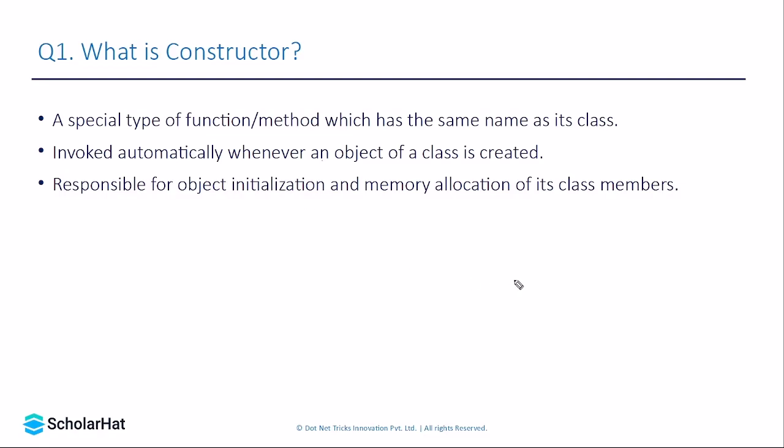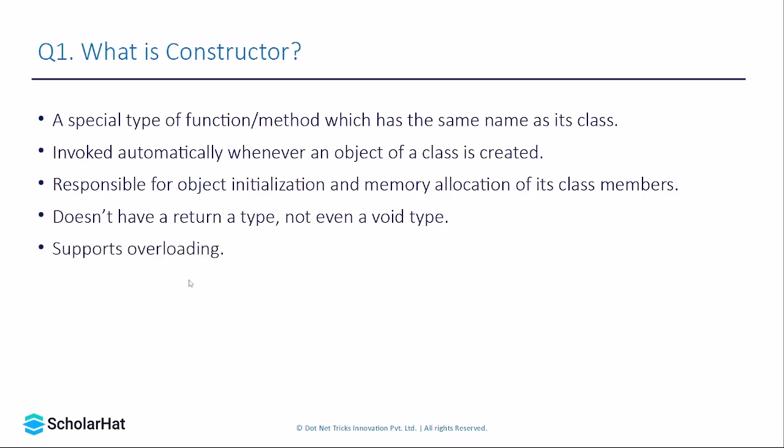So you have seen this in the concept when we were discussing an object. Whenever you create a class object, a constructor is invoked automatically, and the responsibility of the constructor is to initialize the object and provide the memory allocation to its class members. A constructor does not have a return type, not even void, and it supports overloading. So a constructor supports overloading, and there is no return type. It doesn't return anything.